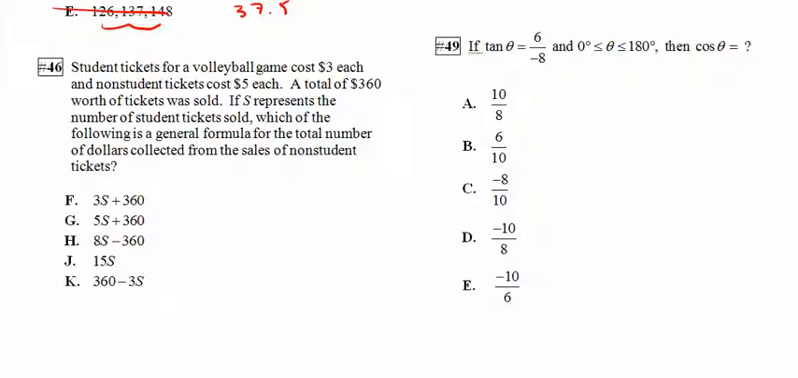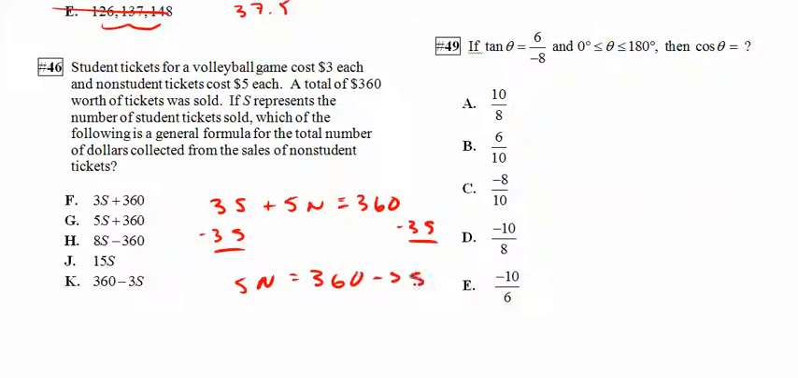So, student tickets for a volleyball game, $3 each, 3 times a student. And non-student tickets, $5 each, 5 times n. They made $360. If s represents the number of student tickets sold, which of the following is a general formula for the total number of dollars collected from the sales of non-student tickets? So we've got to subtract 3s from both sides. Get 5n equals 360 minus 3s.